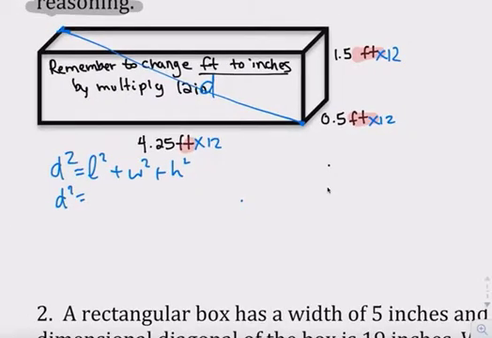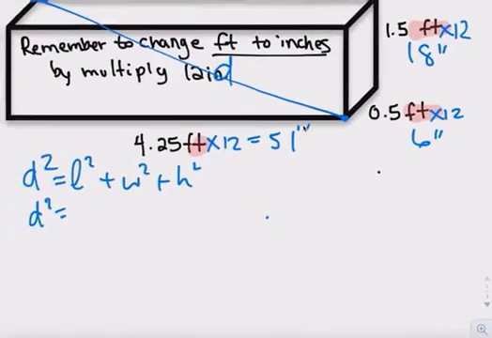So if you have that, let me get my calculator, 4.25 times 12, that's 51 inches. 0.5 times 12, 6 inches. And 1.5 times 12 is 18 inches. Okay, now I can work with it because now they're all in inches, okay?